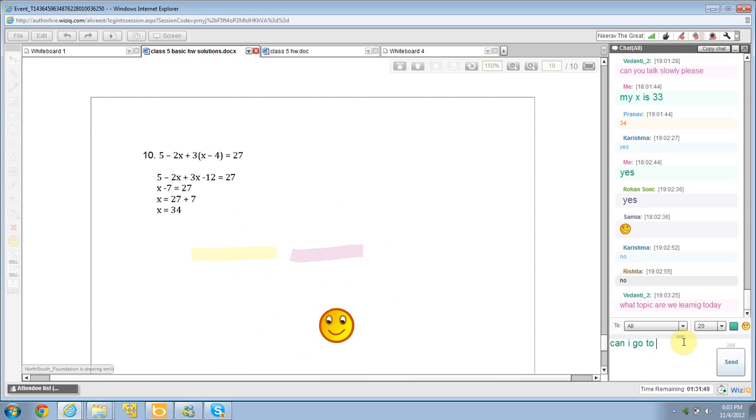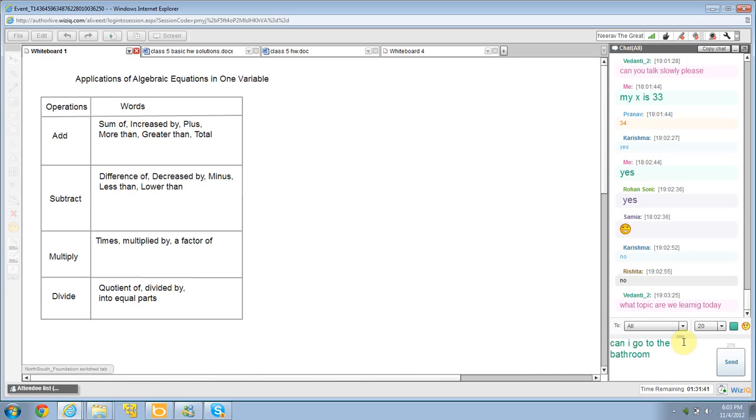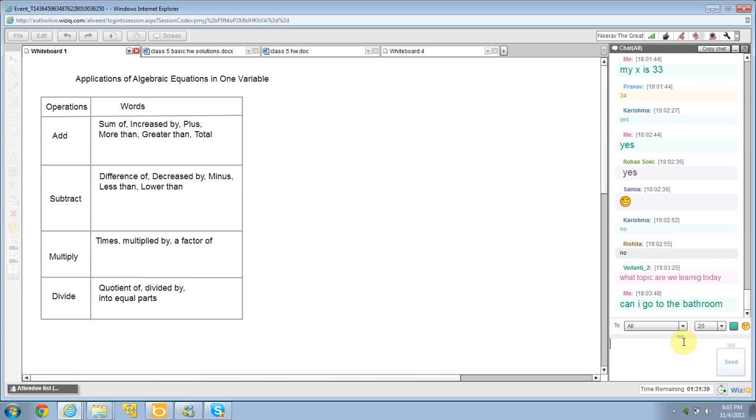So today we're learning applications of equations. So here we go. And we're still working with equations in one variable. So just like the first class, we're going to go over some word problem strategies. Yeah, if you guys need to go to the bathroom or something, go ahead in the middle, don't worry about it.